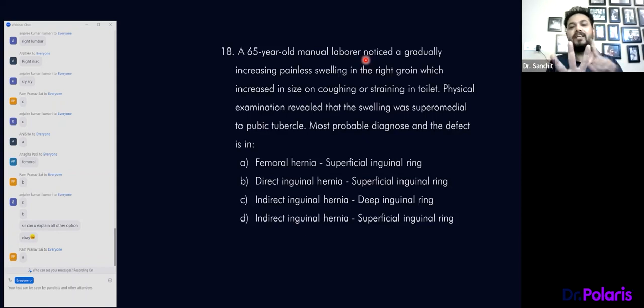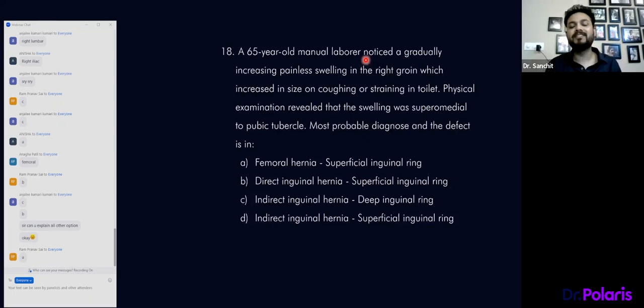Three-finger test means we keep our 3 fingers over the 3 openings that are likely to cause herniations. And what are those 3 areas? One finger we keep over the deep inguinal ring, one finger over the superficial inguinal ring, and one finger over the saphenous opening for the femoral hernias. Then we tell the patient to cough. Whichever finger pulsates, we get the answer which type of hernia is there.